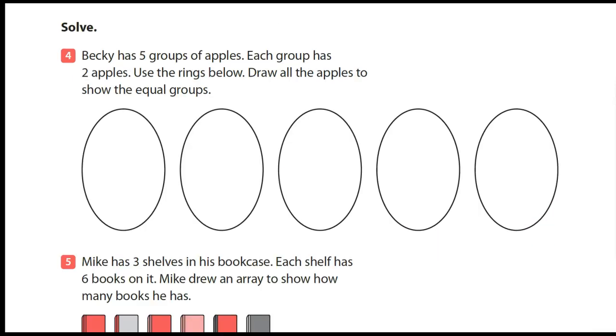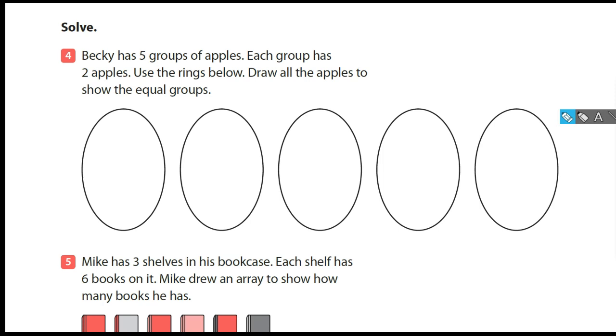So here's the problem that we have to solve. We have to understand the problem. We have to read it first. Becky has five groups of apples. Each group has two apples. Use the rings below to draw all the apples to show the equal parts. All right? So what's this problem about again? Apples and Becky, okay? And she's putting the apples in groups, right? So I have five groups. And how many in each group? Two in each.